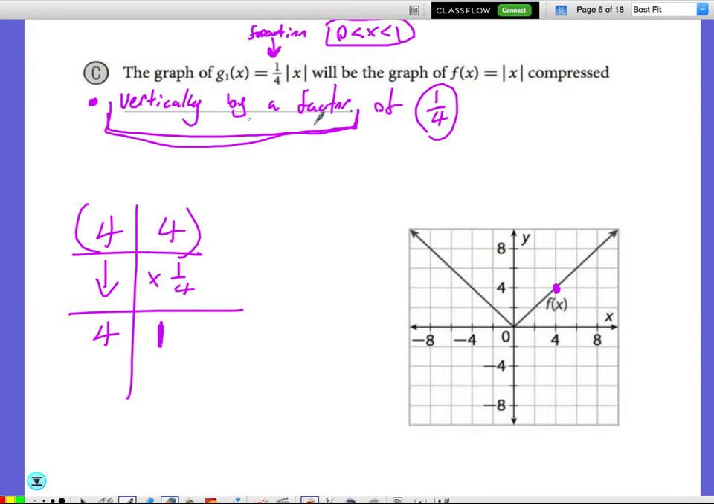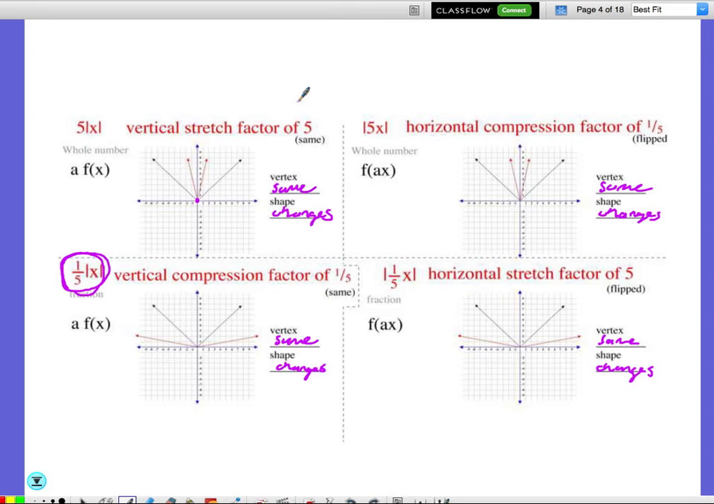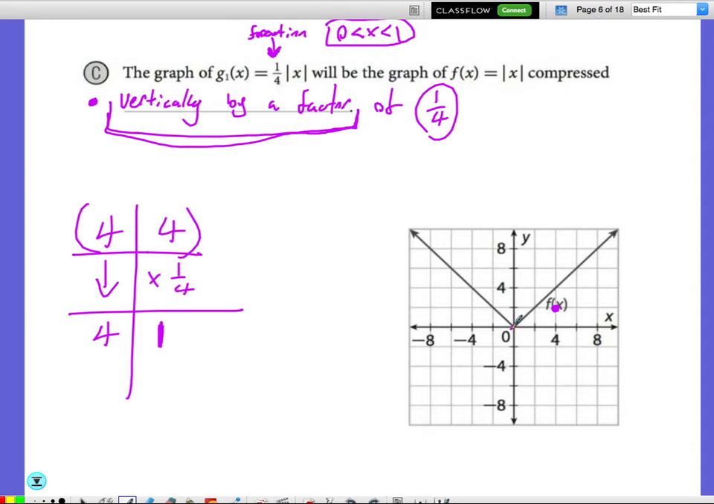So my new point 4, 4 is now going to become 4, 1. So here I have a new point of how my transformation is going to look. Now, does a vertical compression change the vertex, or is it going to stay the same? So let's take a look at this. A vertical compression makes the vertex stay exactly the same. So let's go ahead and leave the vertex where it's at.